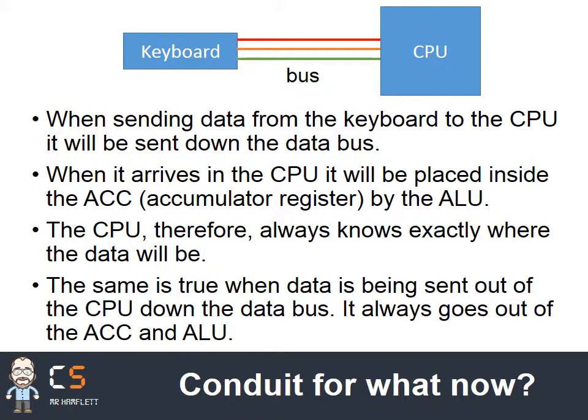So any data that comes in via input is always going to be stored in the accumulator, and anything that I need to send out of the CPU is always going to be stored in the accumulator as well. So that's what we mean by conduit for input and output. Essentially, all input gets stored in the ACC, all output is going to come from the ACC, ergo the ALU is managing input and output.